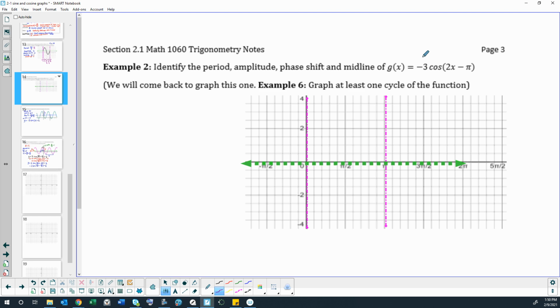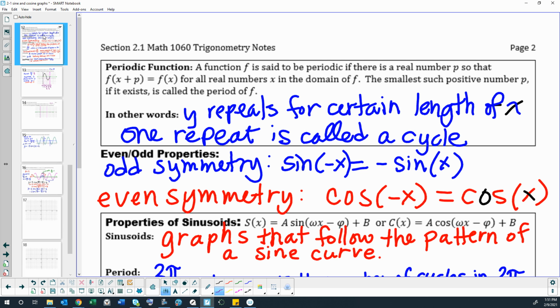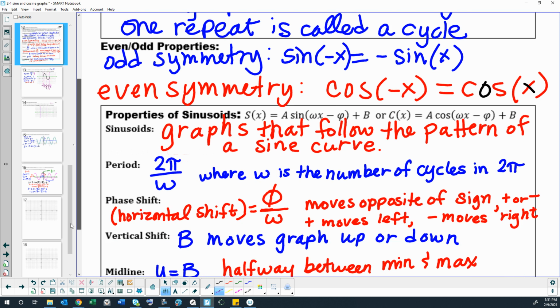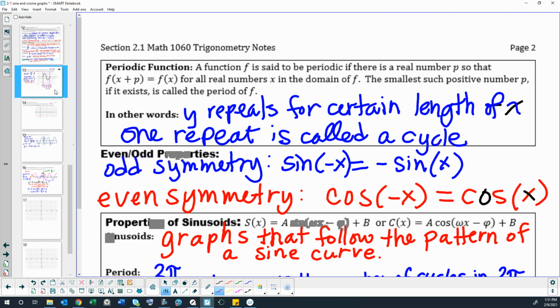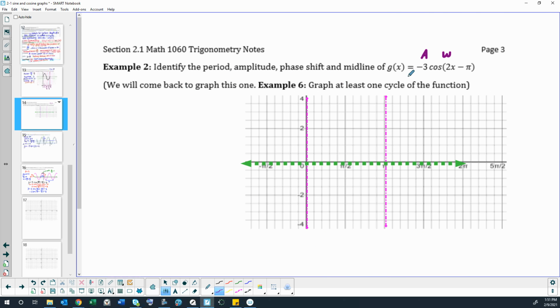We have A, but it's reflected, right? And then we have omega. And then this is our phi value. I don't know how to draw phi. Let's go back and look at phi. Oh, that's how I usually draw it, with a circle and a line through it. Okay. Thank you for letting me remind myself of that. So we have phi.